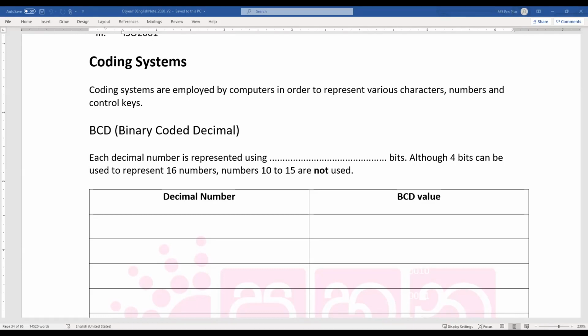It's known as BCD, or binary coded decimal. So in this particular case, when you say BCD, each number is represented using 4 bits. So remember this, we are using 4 bits. But each number goes from 0 to 9, so that means you need only 10 digits. But when you have 4 bits, you also know that you can represent 16 values. So let's see how this will work.